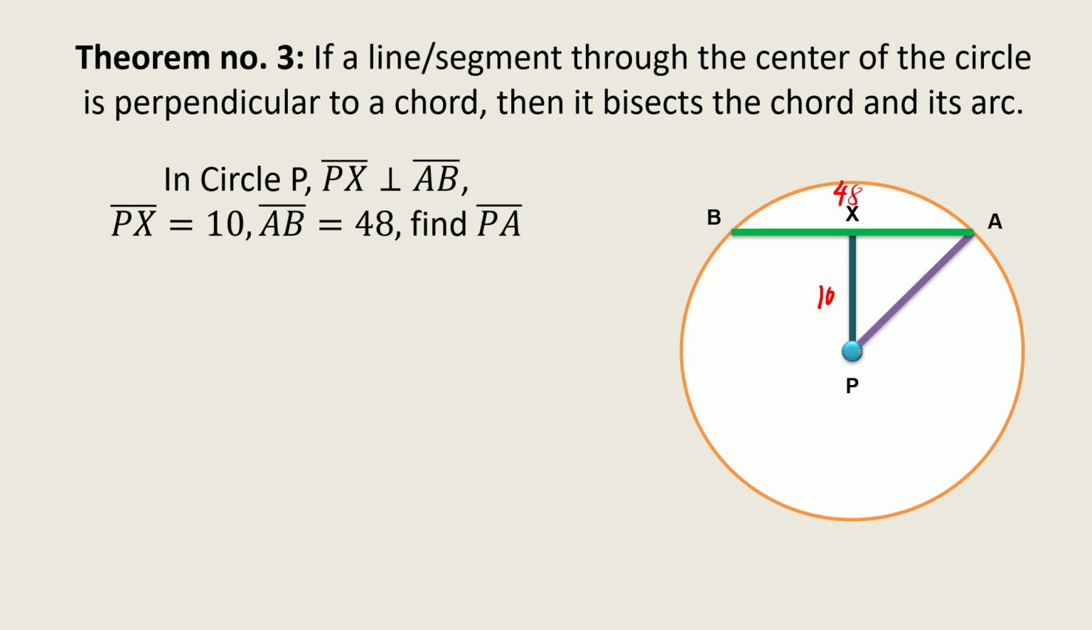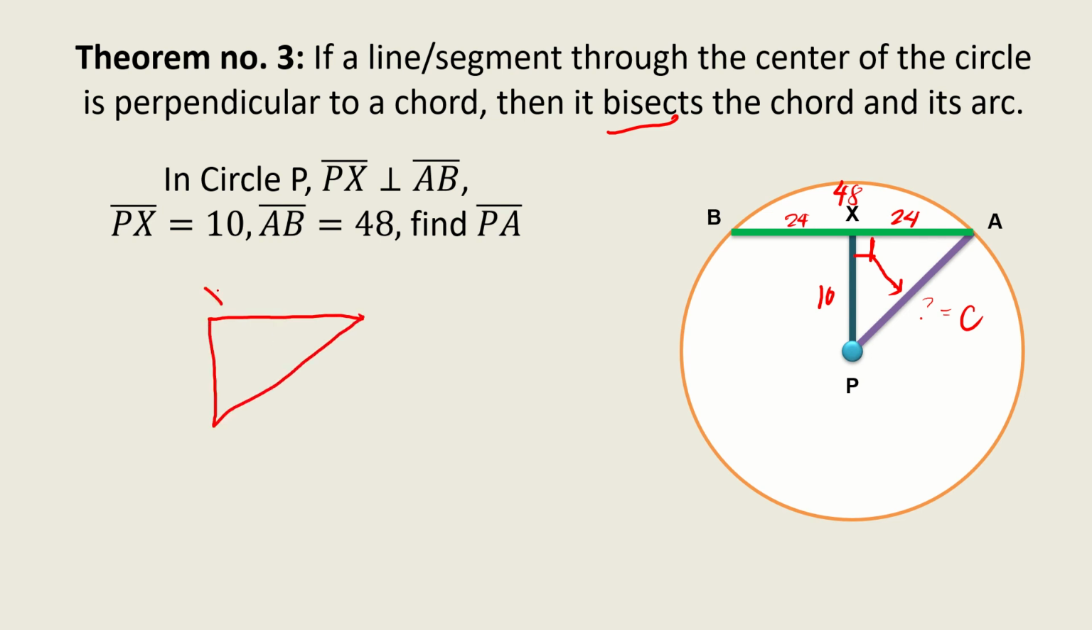Ang nawawala na ay yung segment PA, which is the radius of the circle. And in this case, is the side opposite the right angle. So, ang side na yan ay si hypotenuse, si C. O, katulad kanina, kung ito na si PX ay perpendicular kay AB, so sabi ni theorem number 3, it bisects. Hinahati sa dalawa. So 48 divided by 2, so this will be 24. At ito ay 24 din.